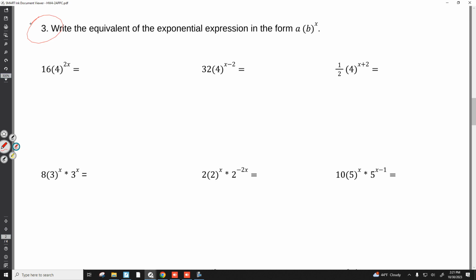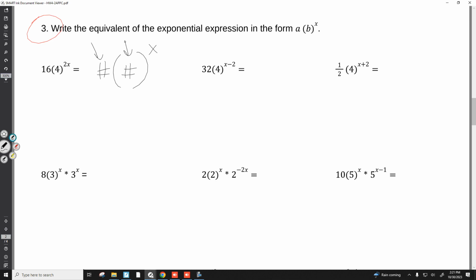Now, we're going to keep words out of these. All we're going to try to do is use exponent rules to rewrite what we're given as one number times another number to just the x. You need to figure out what this number is here and what this number is here.